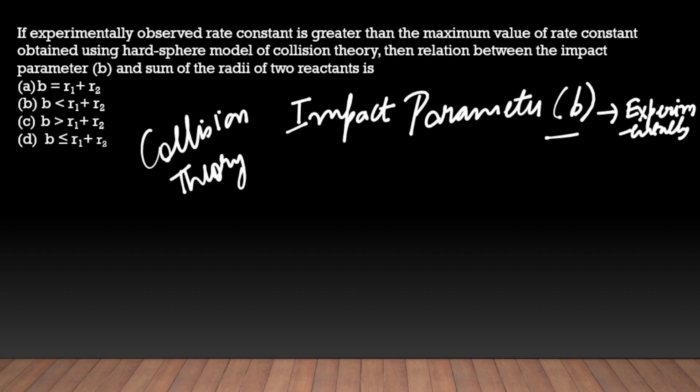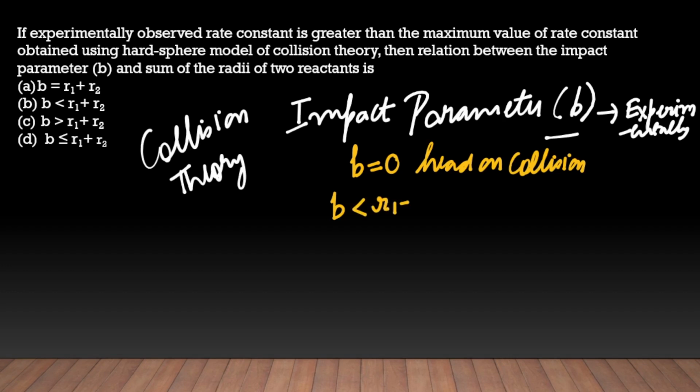Okay, so if the impact parameter value is equal to 0, in that case a head-on collision takes place between the hard spheres. A head-on collision takes place if this B value is less than the sum of the radii, which is R1 and R2 of the hard spheres. In this case collision is possible.